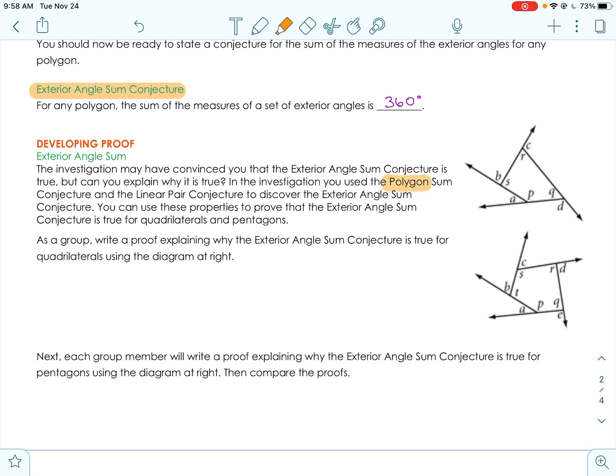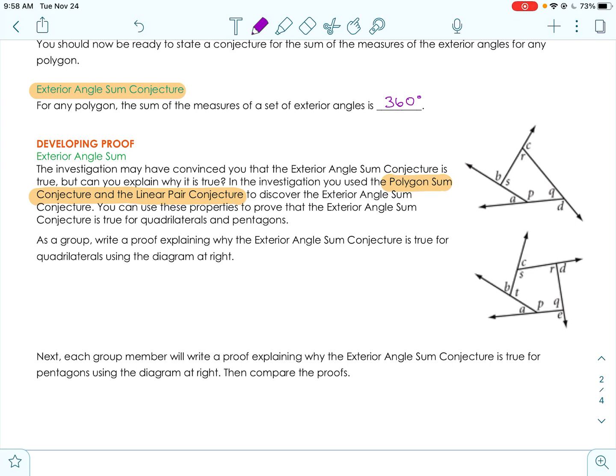So what we know is we're going to use two things that we do know are true. We're going to use the polygon sum conjecture and the linear pair conjecture. We know both of those are true. Those are things that we have either proven or accepted as true from previous lessons. So first off, we're going to take the polygon sum conjecture and state what we know about the interior angles of a polygon.